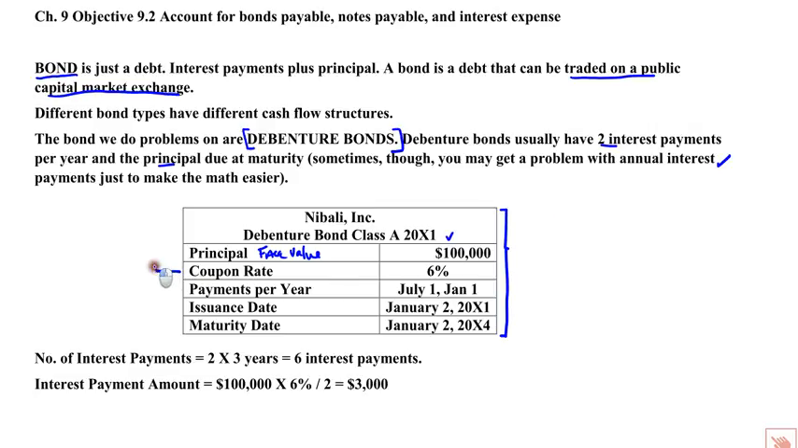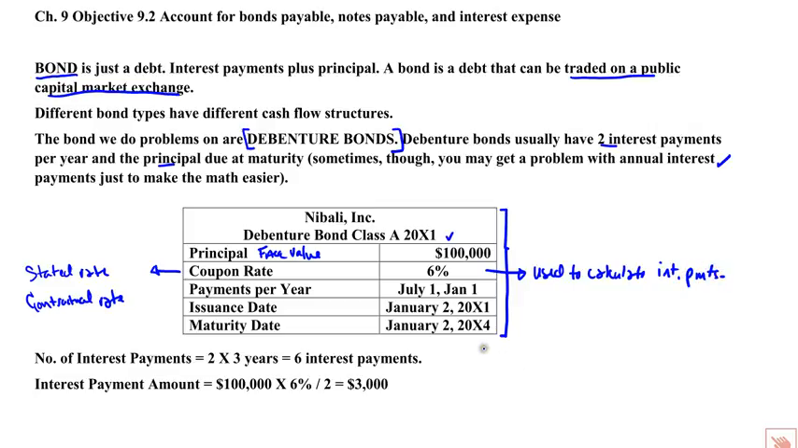Let me tell you, it can also be called coupon rate, could also be called stated rate, or contractual rate. All right, you have to know all those names. This rate is used to calculate interest payments. All right, it's not the rate you're going to use for discounting. We'll get more into that in a little bit.